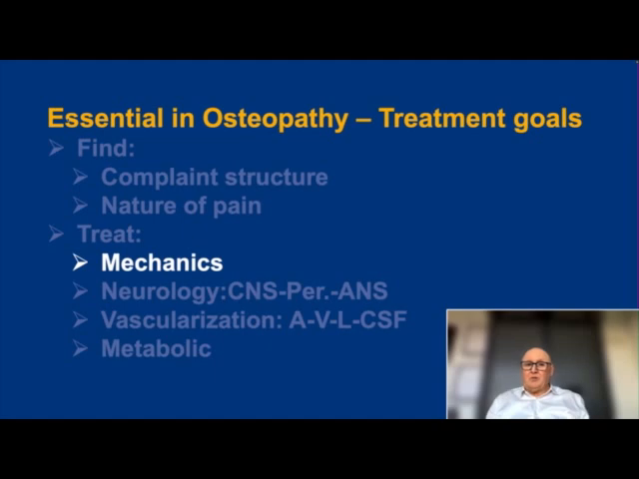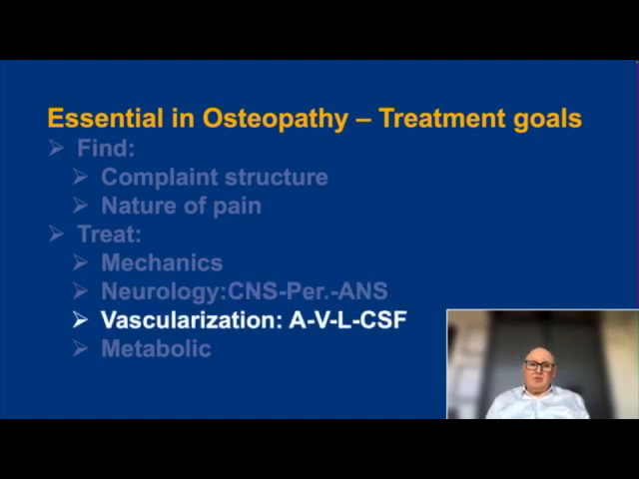We can also treat in a neurological way. So we have treatment for the central nervous system. We have a treatment for the peripheral nervous system, such as, for example, opening of the foramen intervertebrale to make that foramen larger so that a nerve can pass more freely. And we have also treatment options, most of the time segmental options, to treat through the autonomic nervous system.